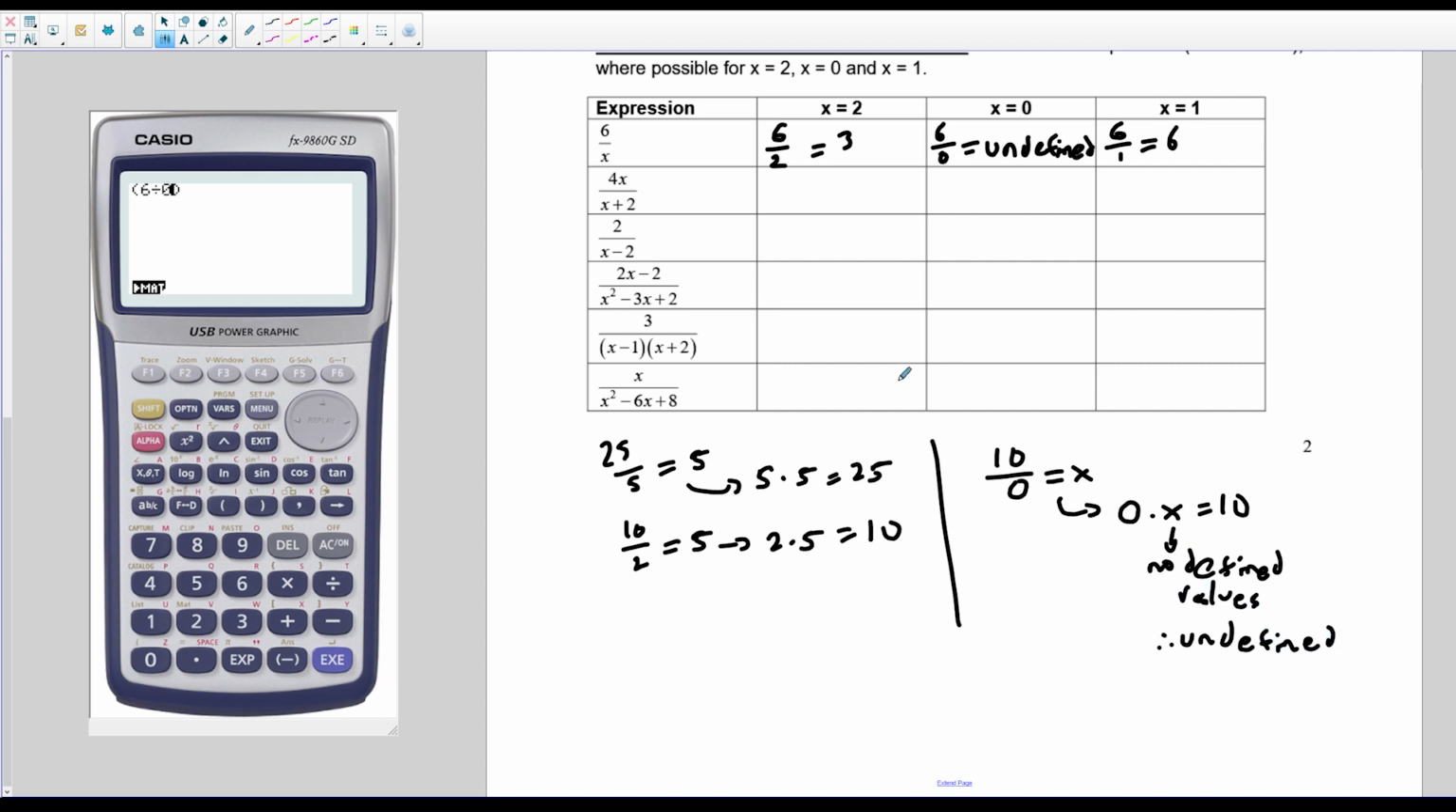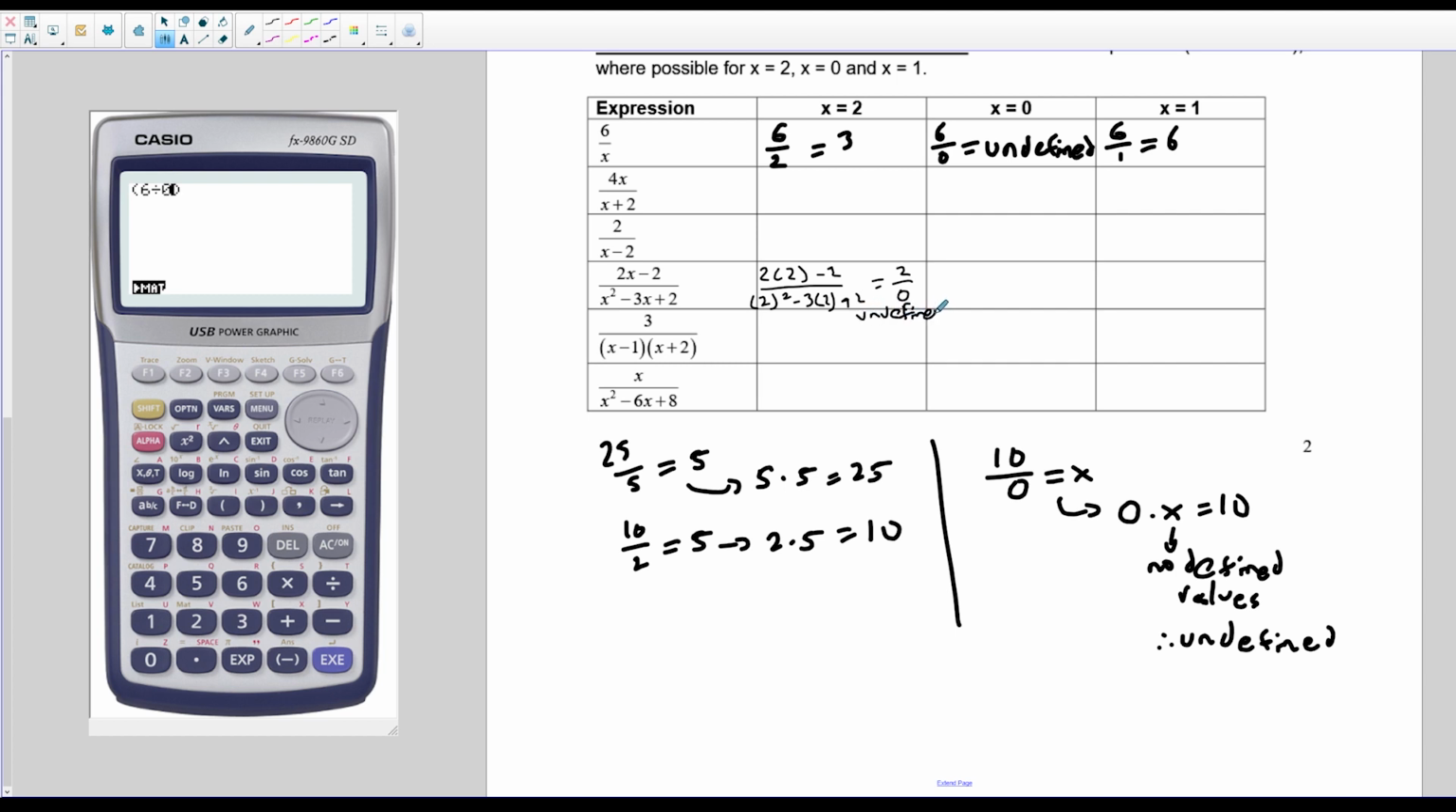So I'll work through some of the tougher ones here. Let's go ahead and take a look at something like this. 2x minus 2 divided by x squared minus 3x plus 2. So we're going to substitute in a 2 every time we see an x. So we have 2 times 2 minus 2. And we divide that by 2 squared minus 3 times 2 plus 2. And this leaves us with 2 divided by 0, which means that we have an undefined answer.